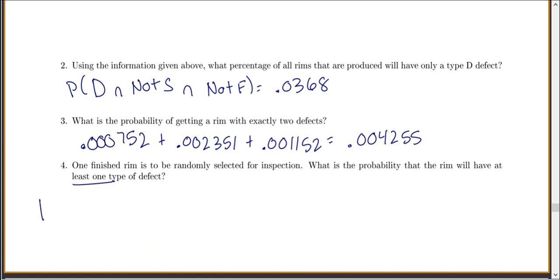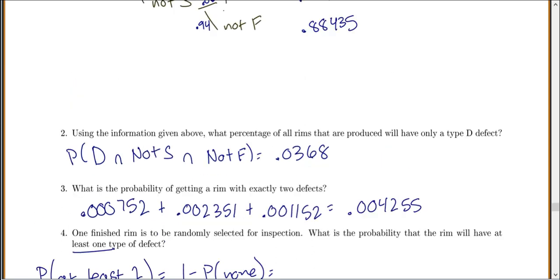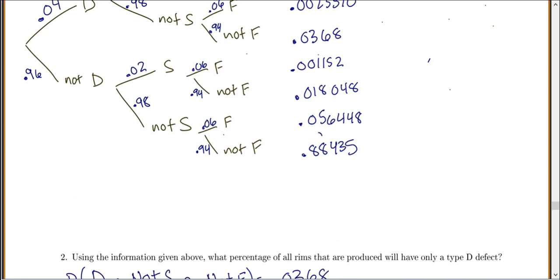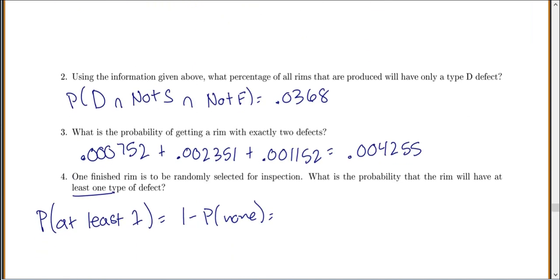Or we could use the complement rule. So the probability of at least one is 1 minus the probability of none. And again, if you look back up, which one has no defects? It would only be this bottom one. So 1 minus our 0.88435 equals 0.11565. So about an 11.5% chance of at least one defect.